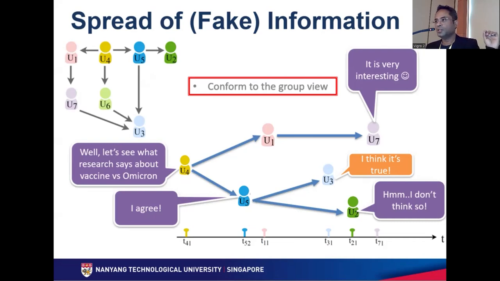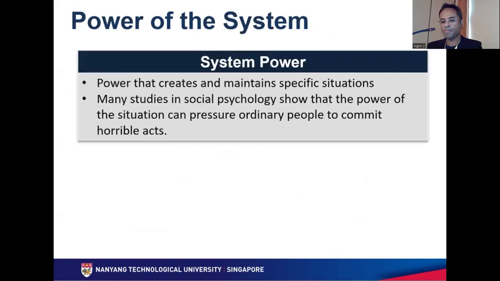Right, so human behavior plays a critical role in the spreading of this news. And of course, there's no systematic study yet, but you could think about why fake news spreads faster. It's maybe due to all the psychological aspects of human behavior. One of the important things in this context is the power of the system. Power that creates and maintains certain specific situations.